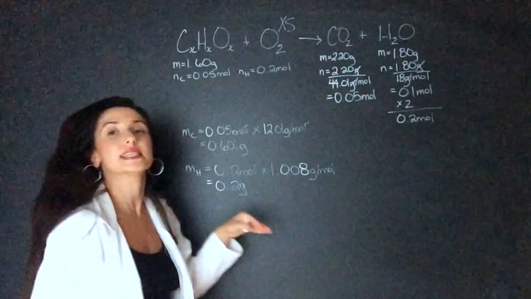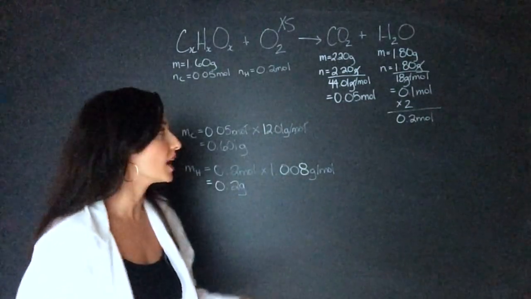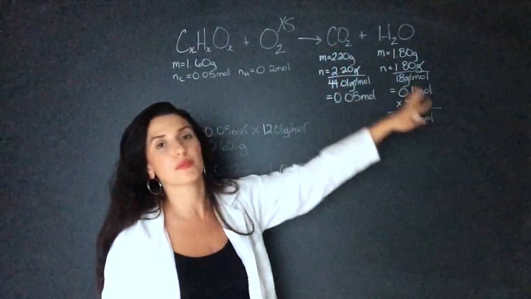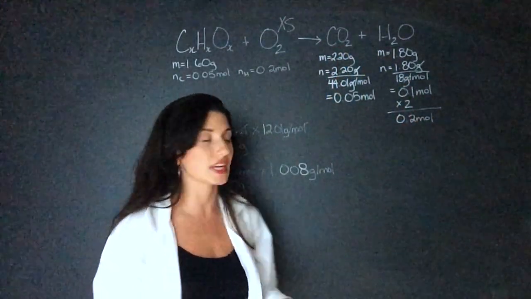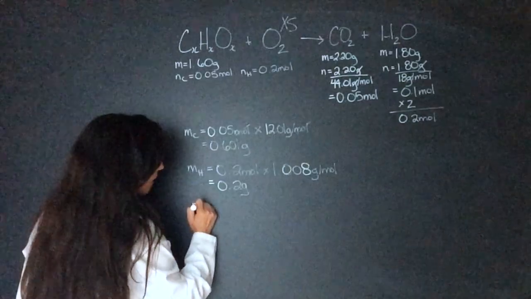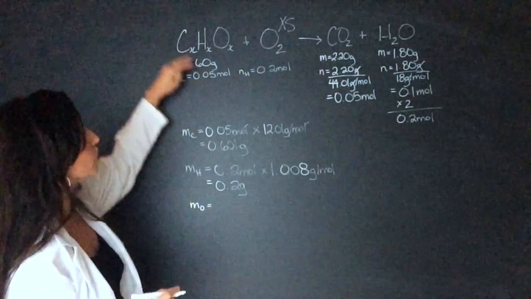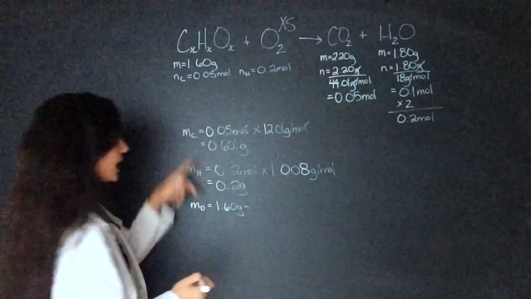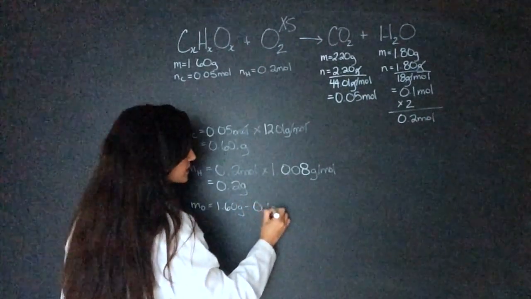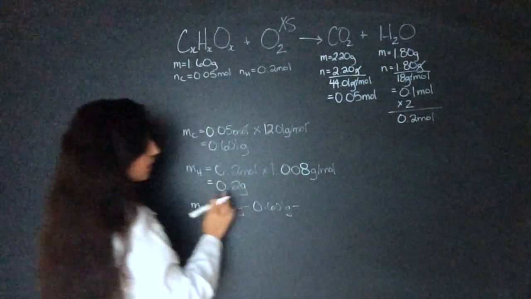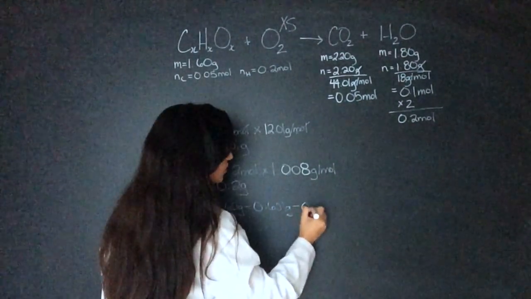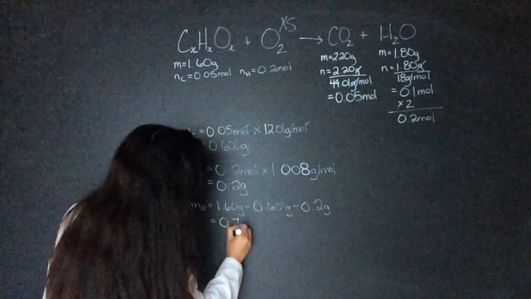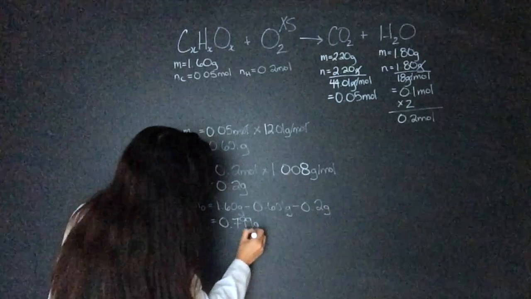Now, I'm going to use these masses to find the mass of oxygen. The reason I couldn't use this to find oxygen is because it's in both molecules, and that makes it super complicated. So instead, I'll just find the mass of oxygen is going to equal the mass of this substance, which is 1.60 grams, minus the carbon, 0.601, and minus the hydrogen, 0.2. That equals 0.799 grams.